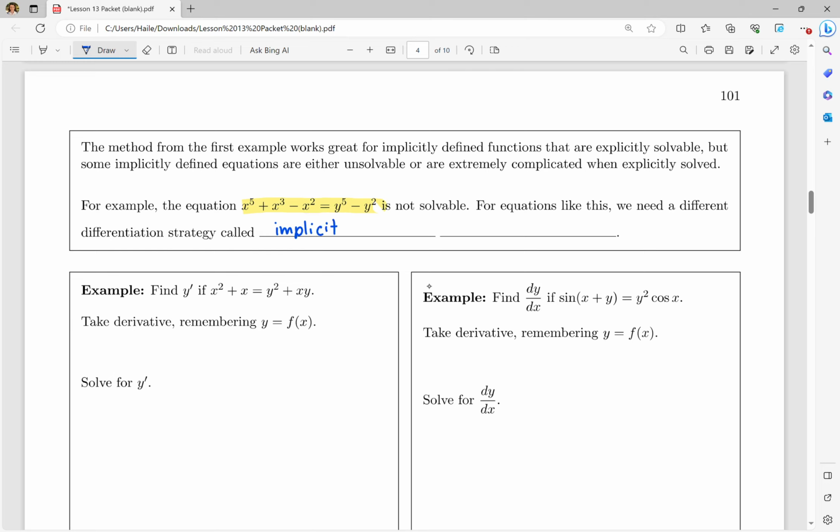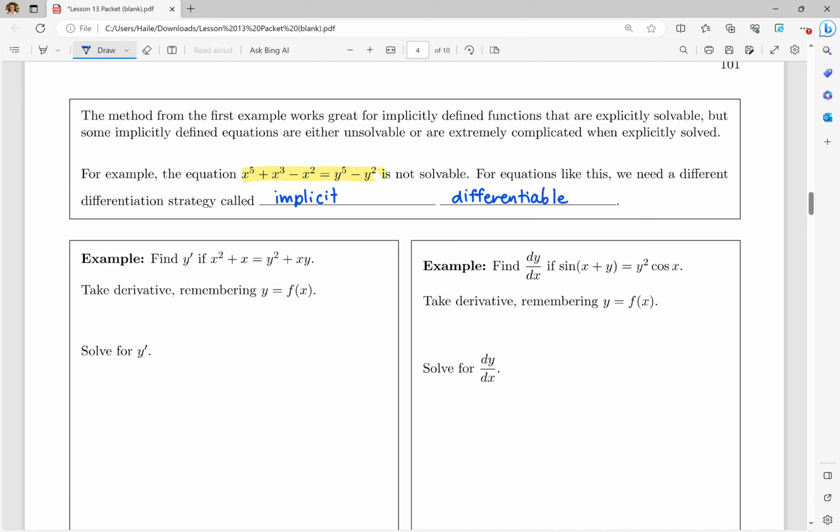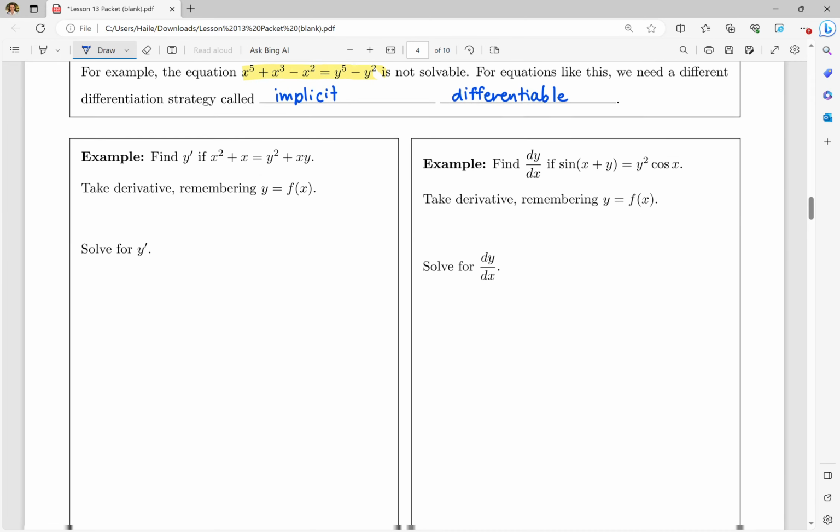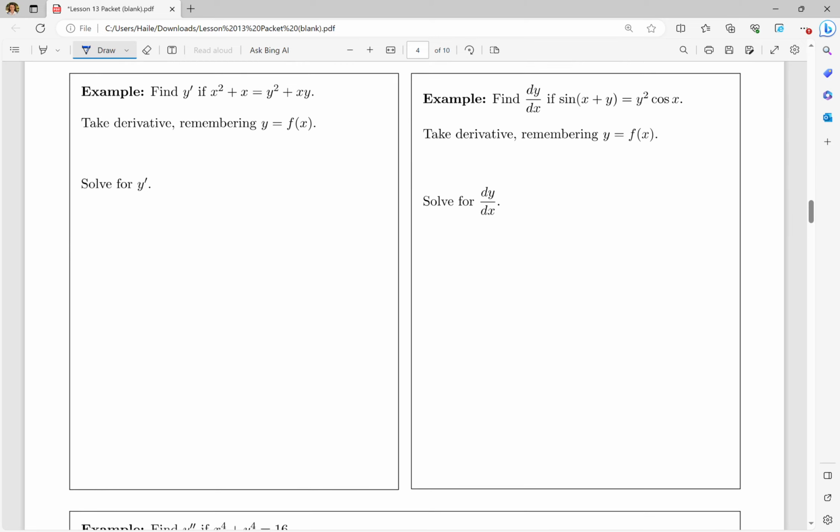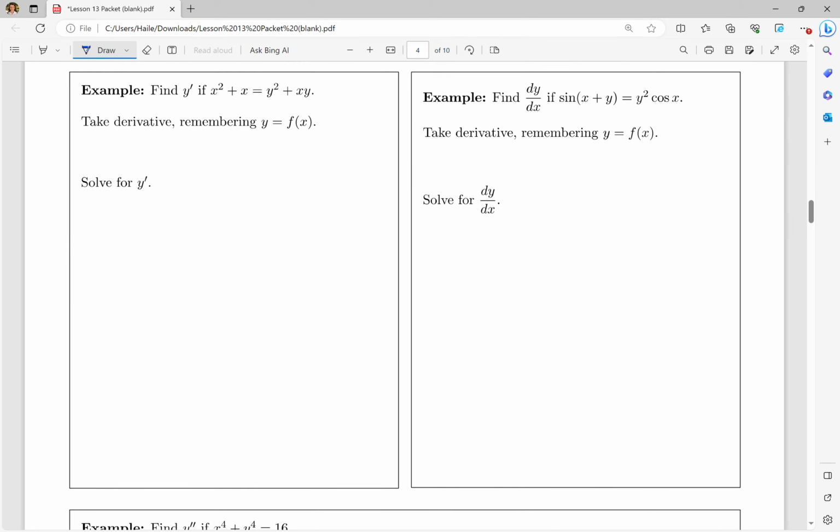What this allows us to do is differentiate from the form where all of the x's and y's are mixed together, which is super nice. So no solving necessary until after you take the derivative. So rather than go into a bunch of theory, let's just dive into some examples and see how implicit differentiation works.